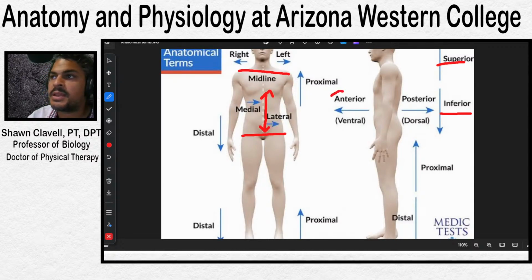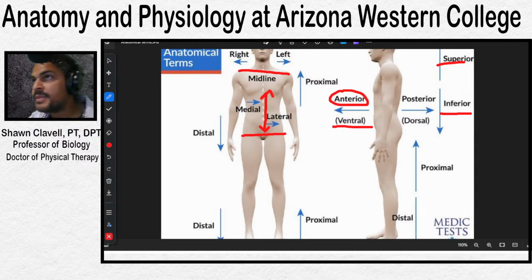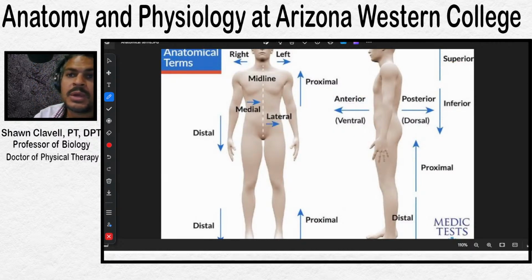But again, then towards the front is anterior. Along with anterior means ventral. So the term ventral means towards the belly. And so our anterior region is obviously towards the belly, versus the posterior region, which is towards the back or dorsal region.